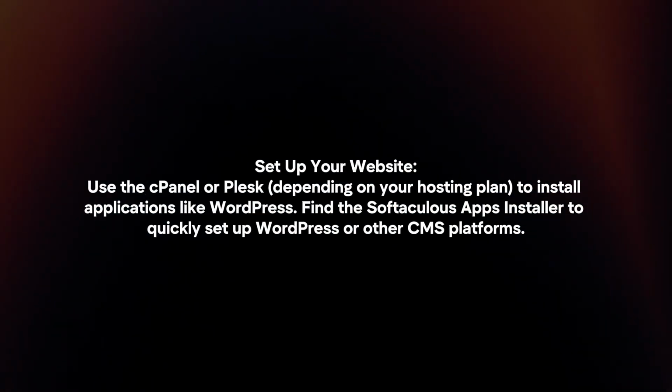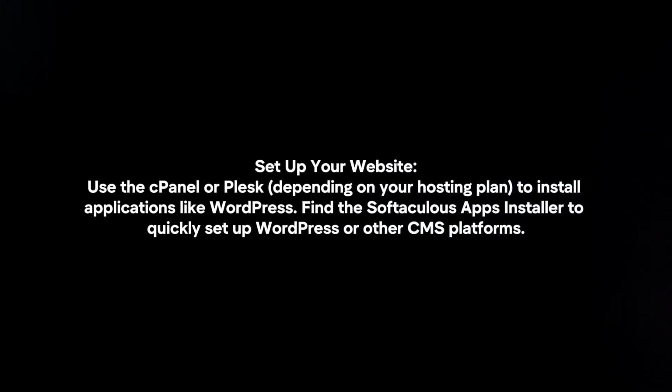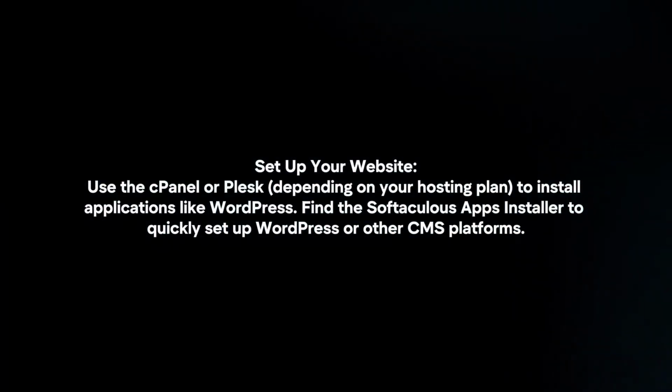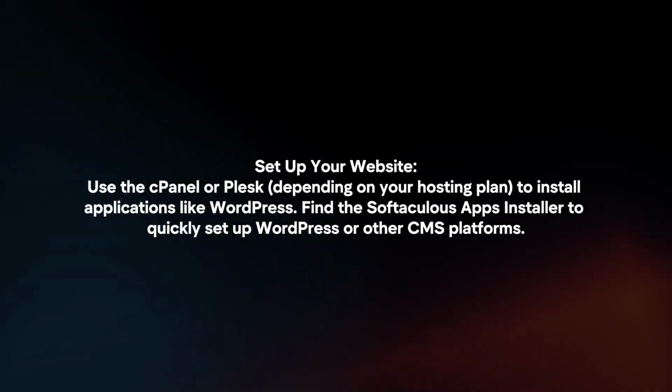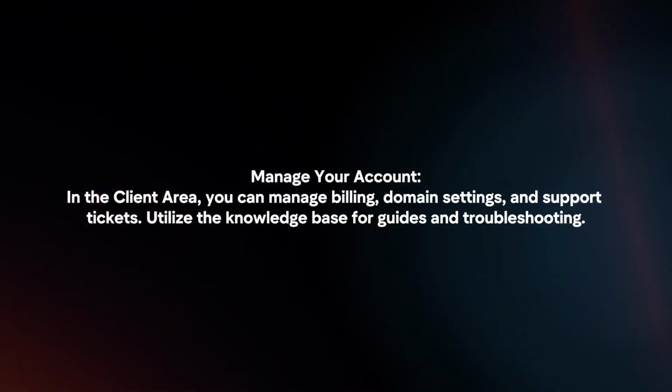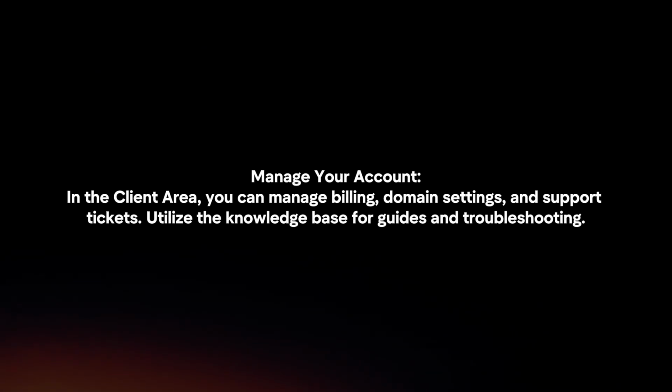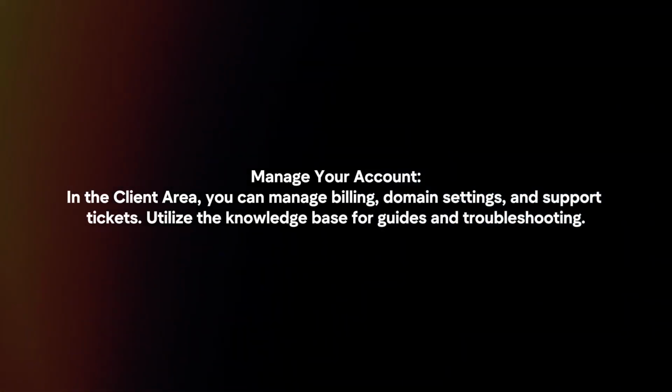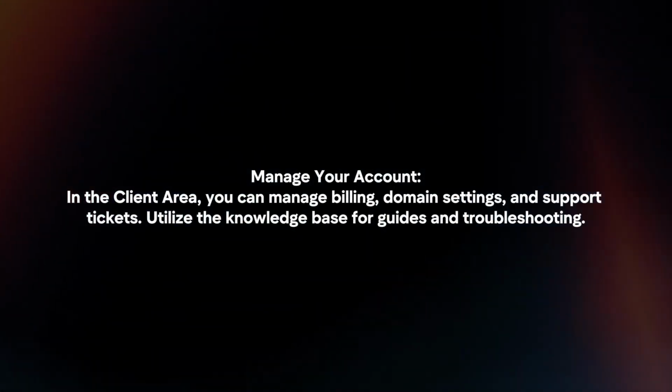Set up your website. Use cPanel or Plesk to install applications like WordPress. Find the Softaculous Apps installer to quickly set up WordPress or other CMS platforms. Manage your account. In the client area, you can manage billing, domain settings, and support tickets. Utilize the knowledge base for guides and troubleshooting.